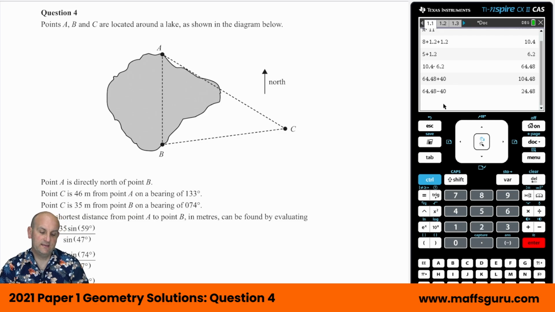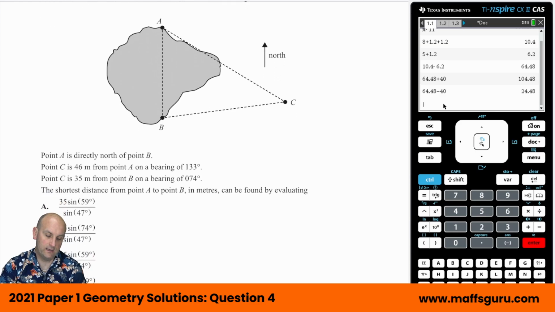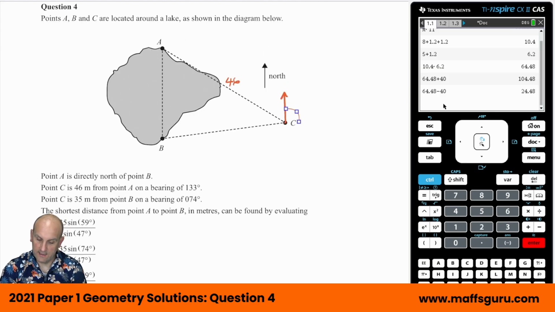Points A, B, and C are located around a lake as shown in the diagram below. All right, point A is directly north of B. Interesting, good to know. Point C is 46 meters from point A. So we now know that that's 46 on a bearing of 133 degrees. And again, we need to make sure that we put our bearing point in the right place because it is from point A. So there's point A, that there is 133 degrees.